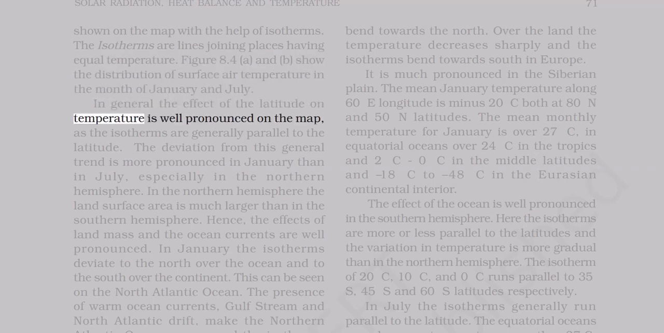In general, the effect of the latitude on temperature is well pronounced on the map, as the isotherms are generally parallel to the latitude. The deviation from this general trend is more pronounced in January than in July, especially in the northern hemisphere. In the northern hemisphere, the land surface area is much larger than in the southern hemisphere. Hence, the effects of land mass and the ocean currents are well pronounced.